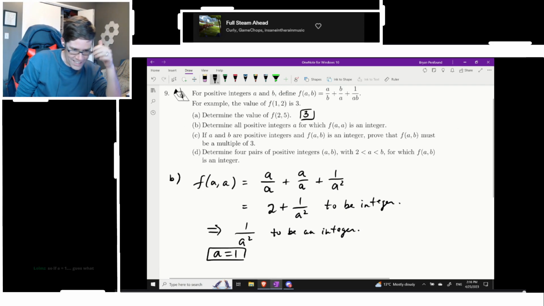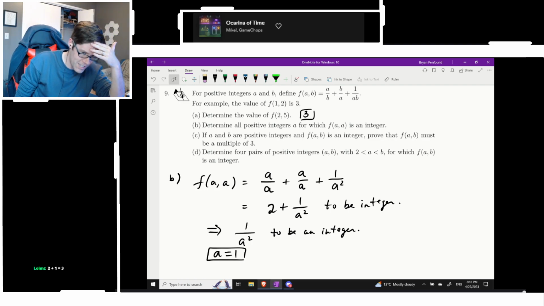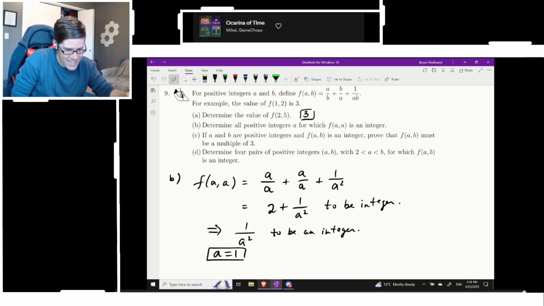That makes sense, right? Because if b is equal to a, then you just get 1 plus 1 plus 1 over a squared. So you get 2 plus some stuff. I think that's the only one that works. I think. This seems really cool, though.